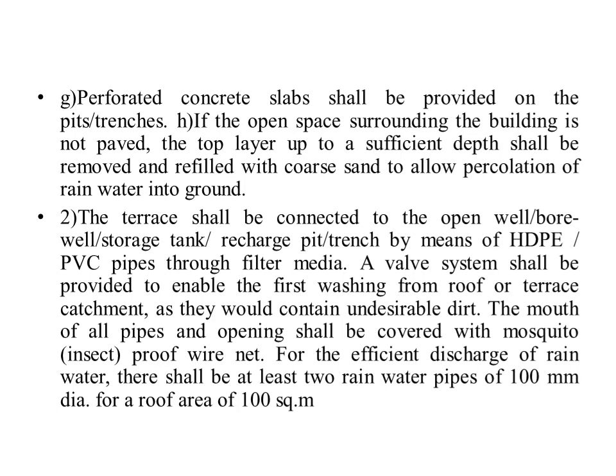For efficient discharge of rainwater, there shall be at least two rainwater pipes of 100 mm diameter for a roof area of 100 square meters.